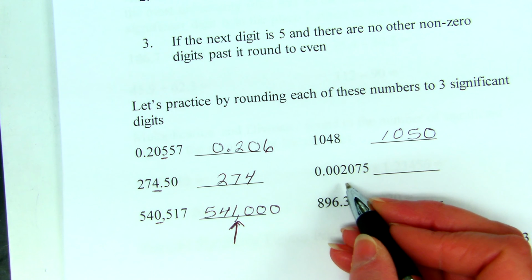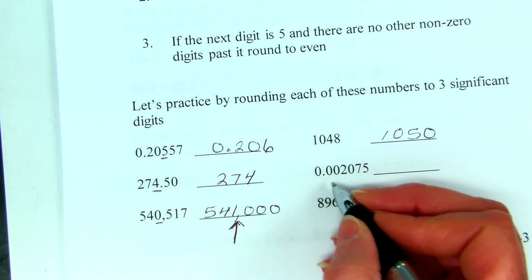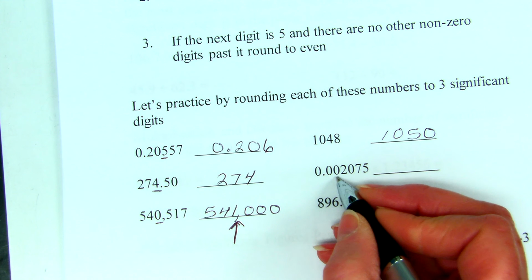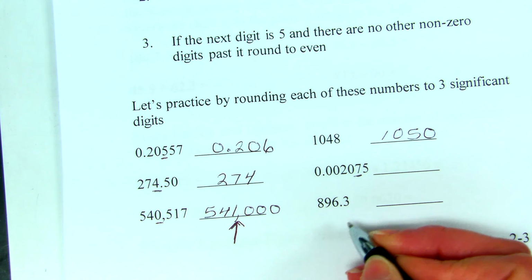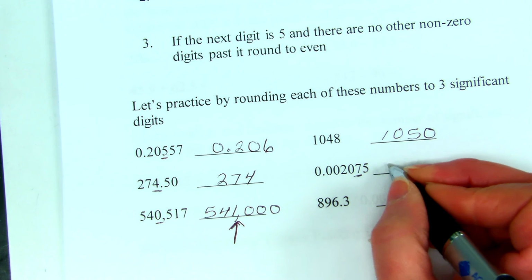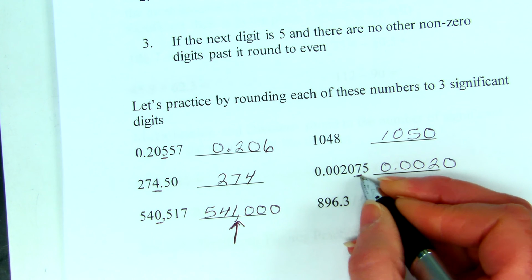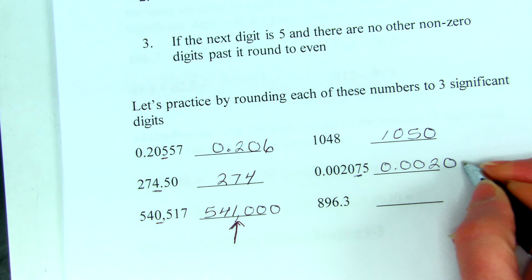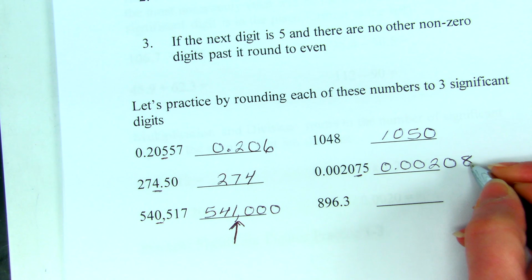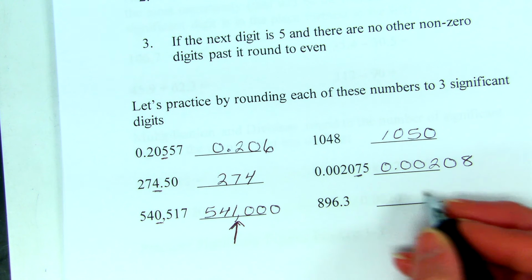Question? So here, my leading zeros are not significant, so I'm going to stop where the 7 is. So I write 0.0020. Now, 7 is an odd number, and this is exactly 5, so I round up to 208.